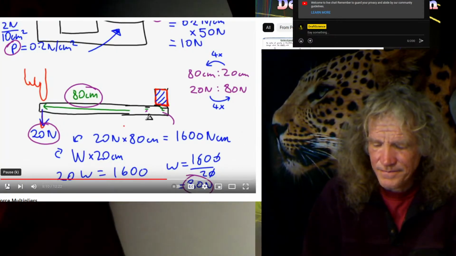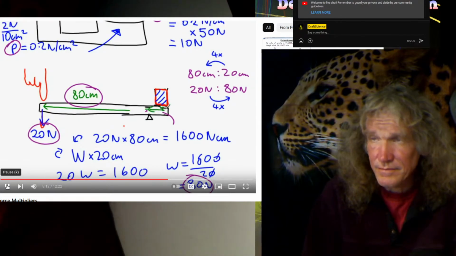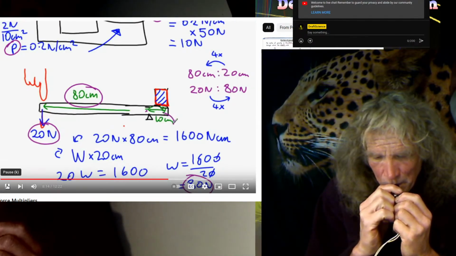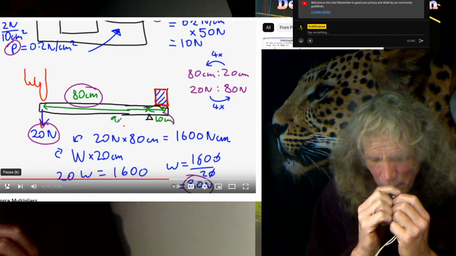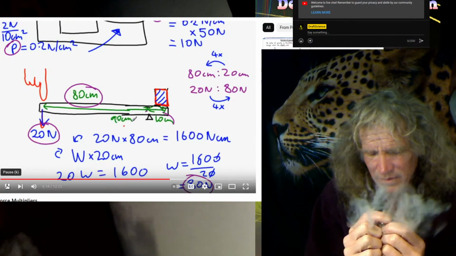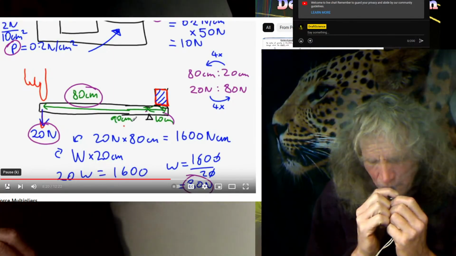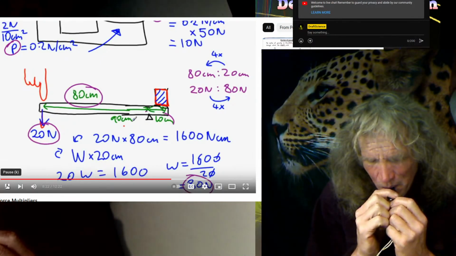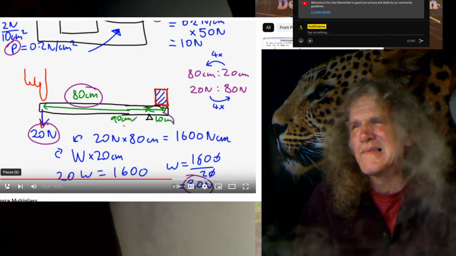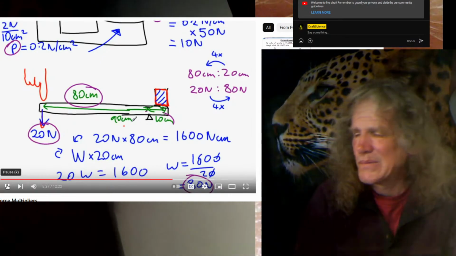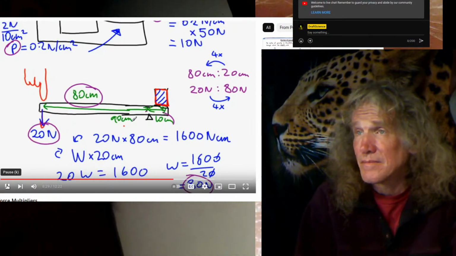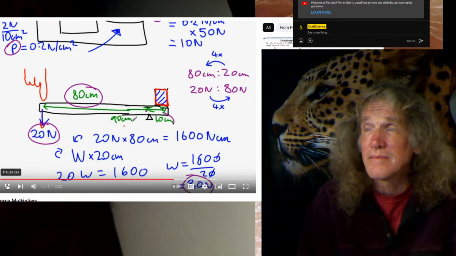Okay, and now let's say we've got 10 centimeters here and 90 centimeters here. Now my ratio is going to be 10 to 90, which is 1 to 9. So I'm 9 times further away from the pivot. Therefore, my force is going to be multiplied by a factor of 9. So my force multiplication has changed.